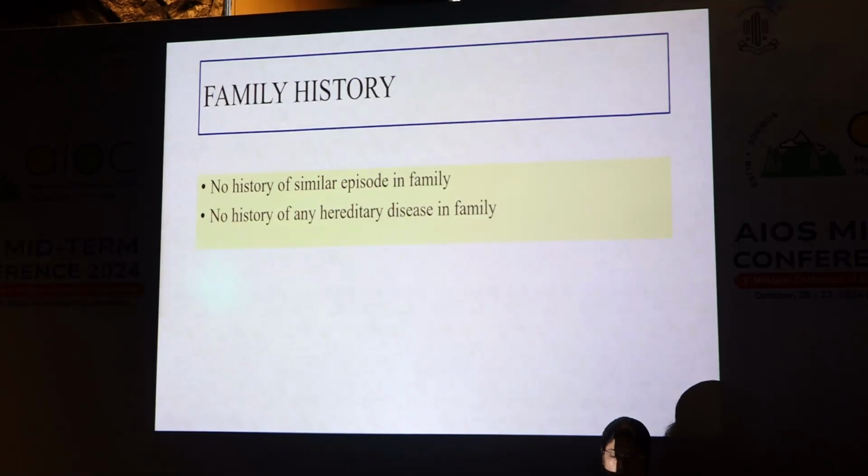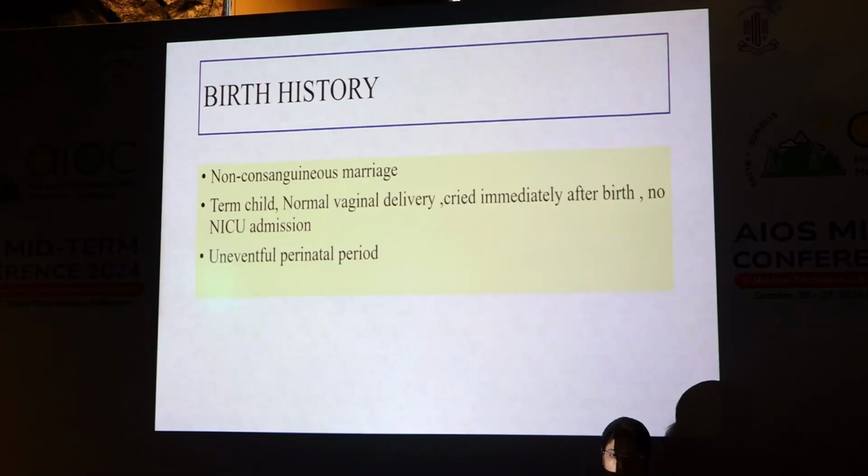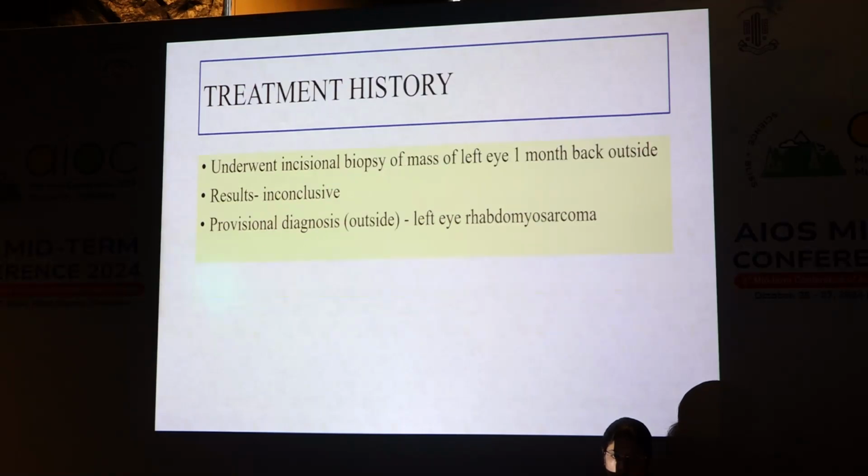There is no history of similar episode or any hereditary illness that runs in the family. She is born out of non-consanguineous marriage with uneventful perinatal period. So 1 month before presenting to our OPD, she underwent incisional biopsy of left eye outside, whose results were inconclusive, after which she was provisionally diagnosed as left eye rhabdomyosarcoma there.